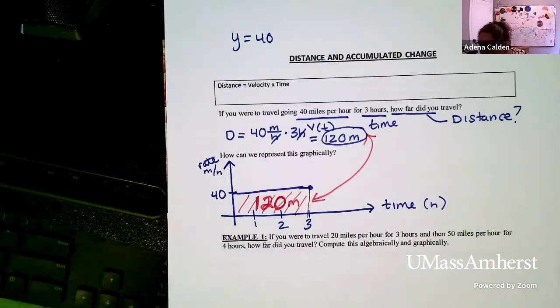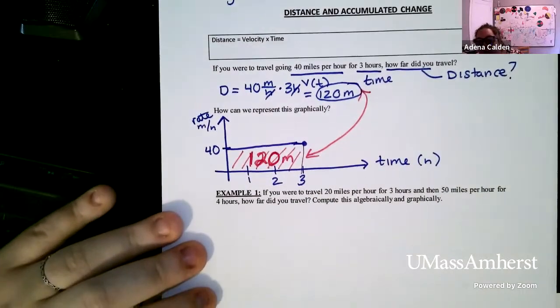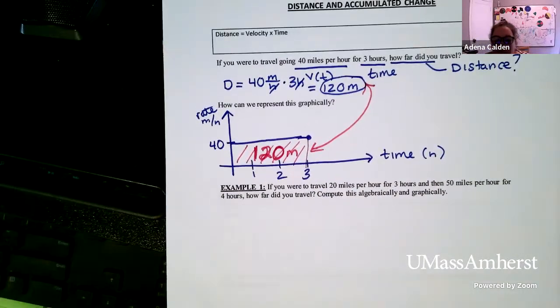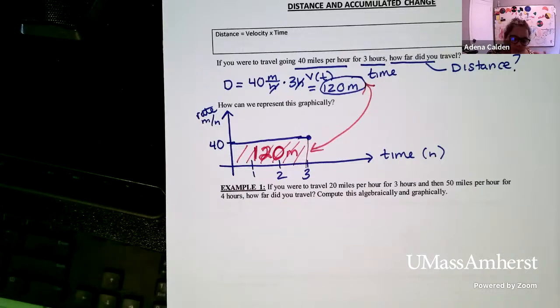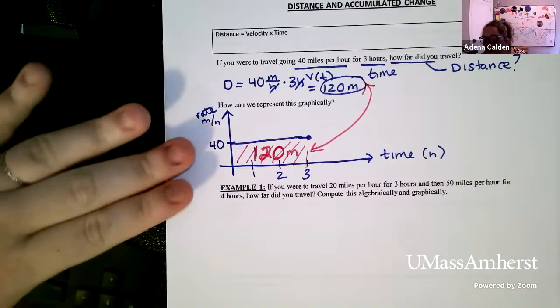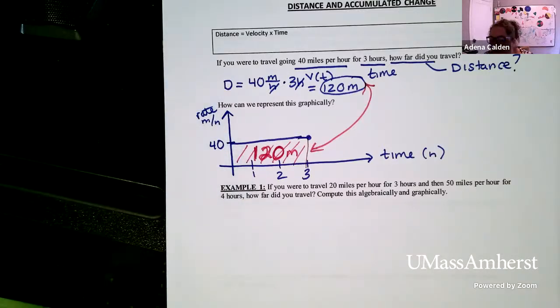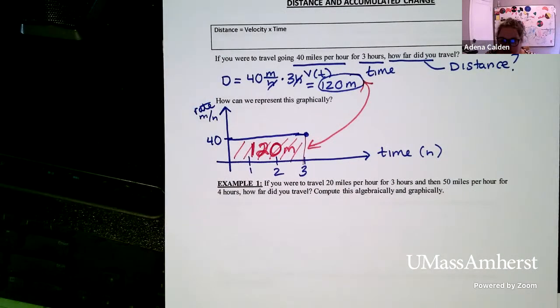So let's try another example now where we have 2 legs to our trip. So let's assume you were to travel 20 miles an hour for 3 hours and then 50 miles an hour for 4 hours. How far did you travel? So I want you to think about how we would compute this algebraically, right? Using rate times time, and then how we would draw a picture to represent this scenario using the same process we did here, okay? So I want you to take 2 minutes, see if you can figure this out, right?